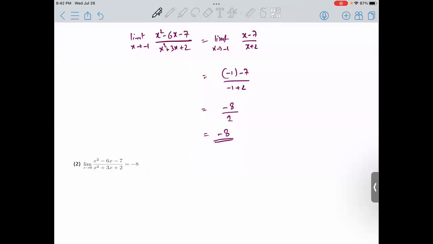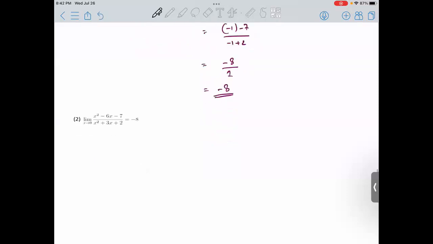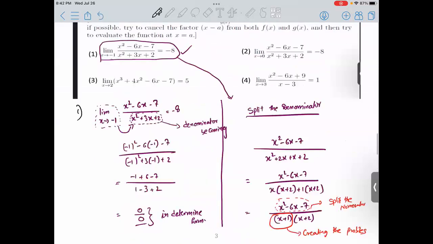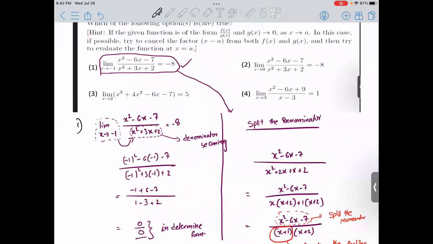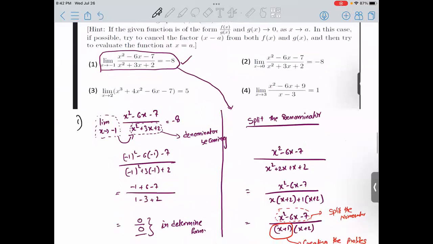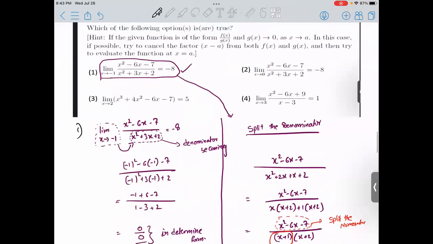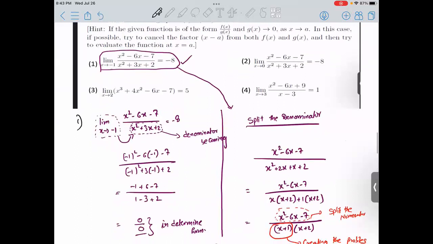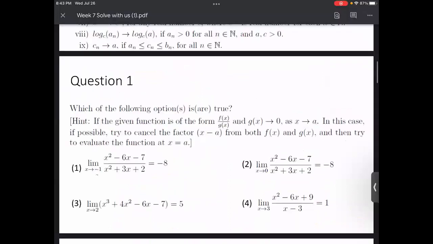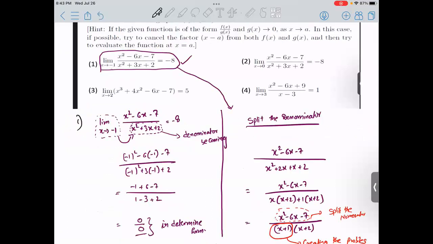Okay, and try to do the second question like this. Sir, for the next quiz, do we have weeks 1 to 8 or only 4 to 8? Not 1 to 8, only 4 to 8. Okay, sir, thank you.